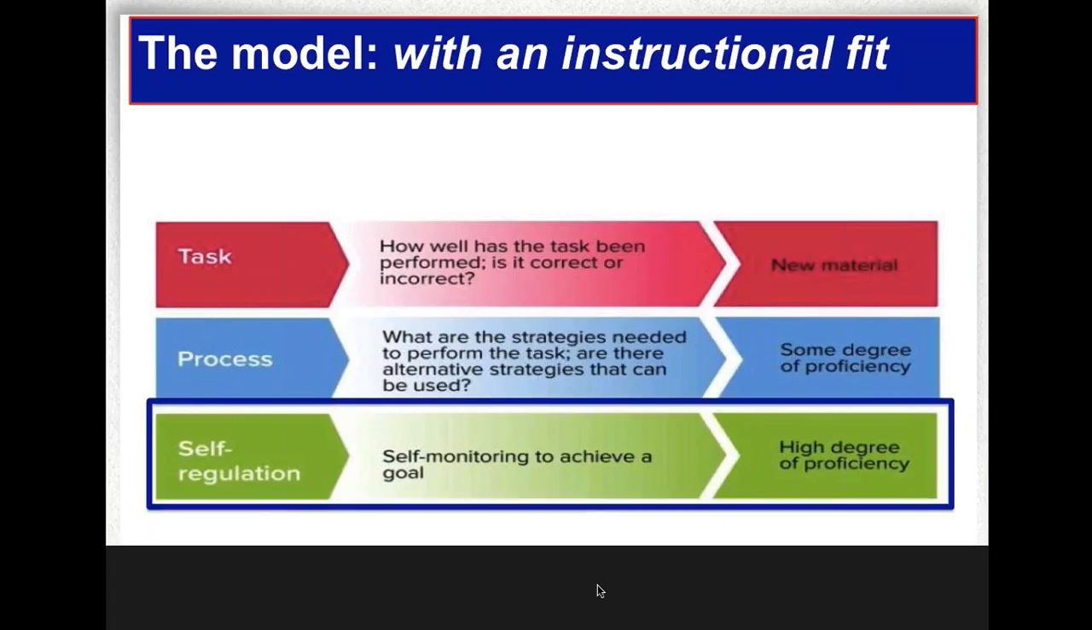Self-regulation is when there's a high degree of proficiency, when we want them to begin to regulate their own learning. So if we hand a student a textbook that is 3 or 4 Lexile above their level, we say, listen, this is going to be a challenging text. What pre-reading strategies do you think you're going to use?